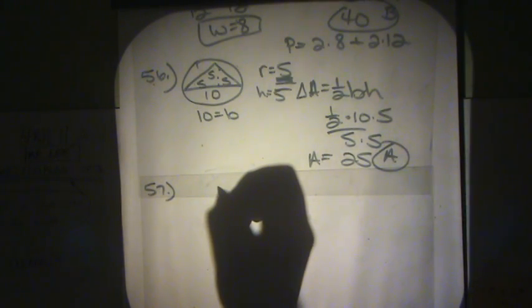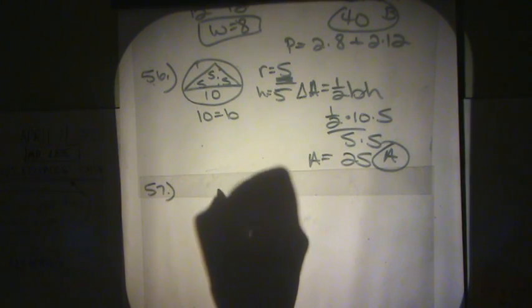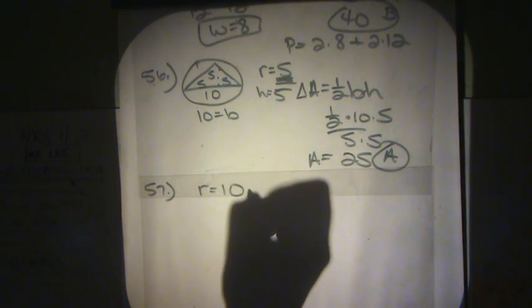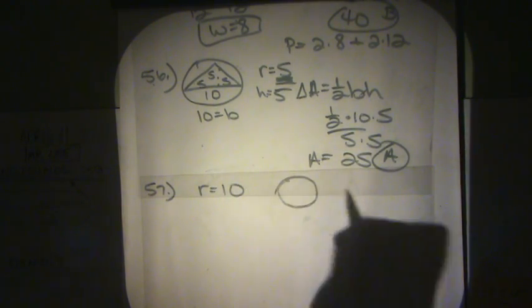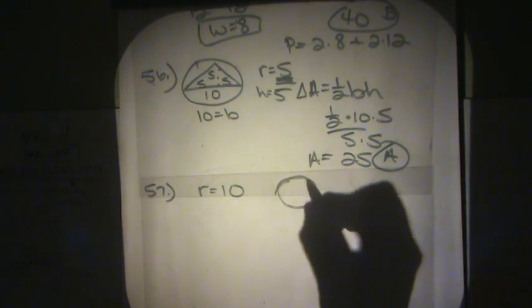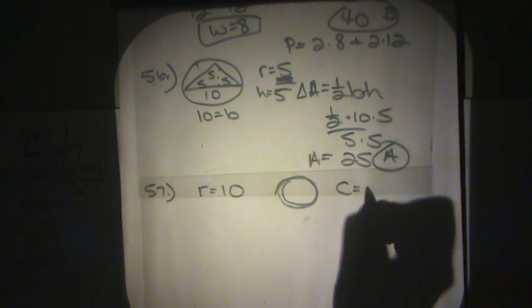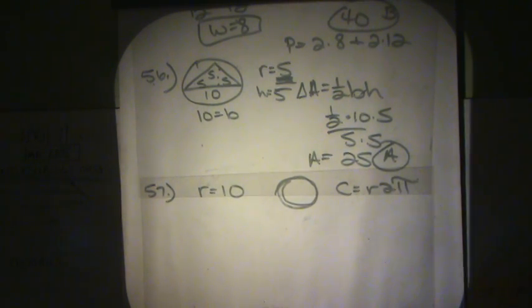So a circular fountain, the radius of the fountain is 10. How far around did she walk? Well, if you're walking around, that's not the area. If you're walking around a circle, that's the circumference. So C equals 2 pi r. We're going to use this 10 for the radius. Now 2r means you're just multiplying it by 2.